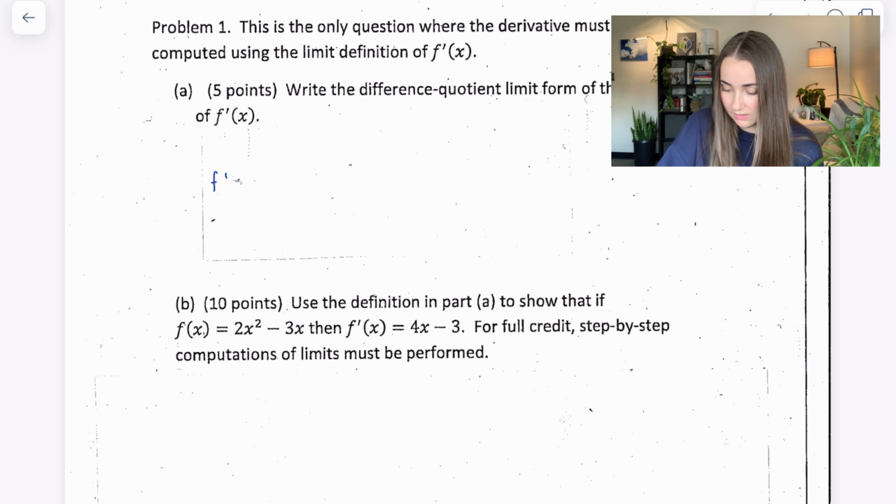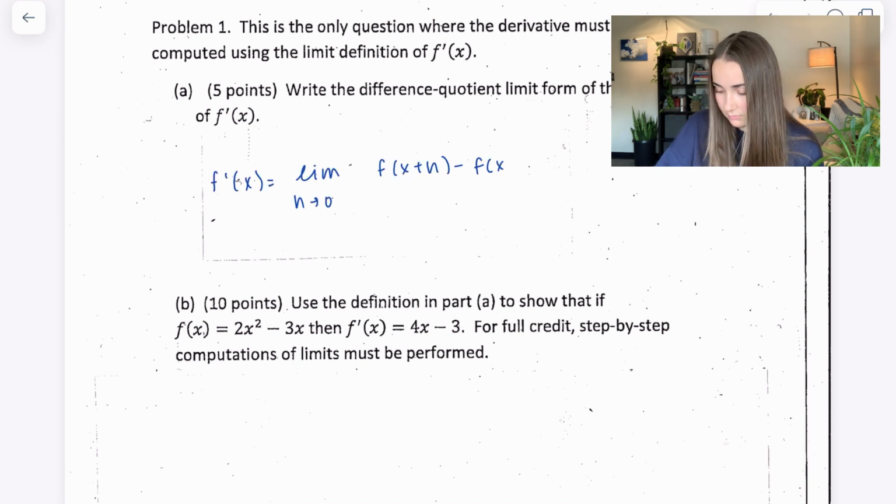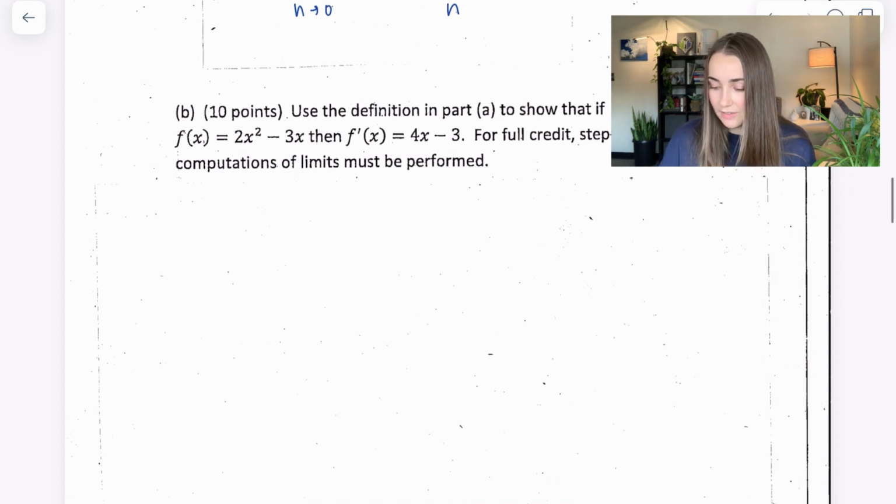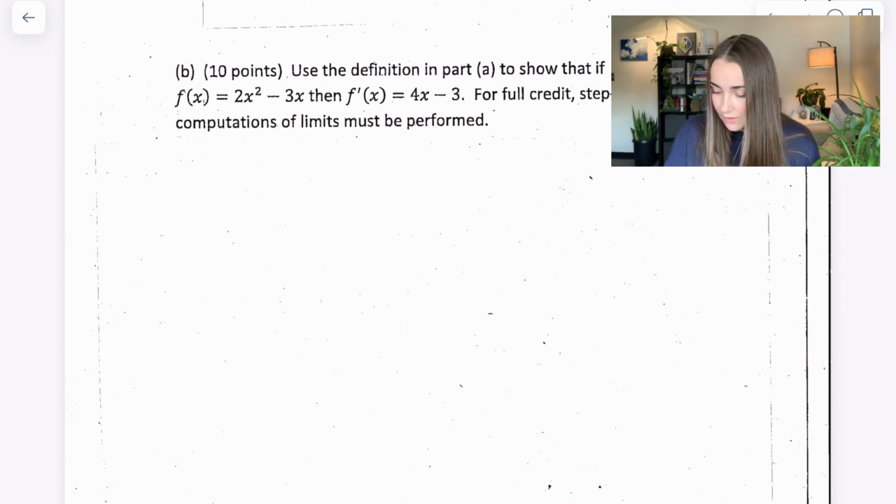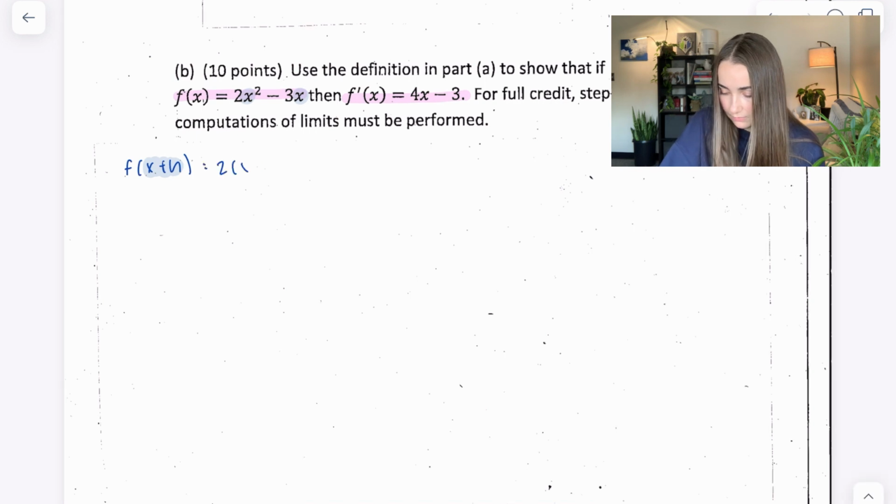So here we have this. They want us to go ahead and write this out so we can actually apply the limit definition in part B. So we have what f of x is equal to, and we want to go ahead and prove using the limit definition that its derivative is 4x minus 3. So first what I suggest we do is we write out f of x plus h. What we want to do here is everywhere we see an x, which we have right here and here, we want to replace that with x plus h. So I'm going to go ahead and do that.